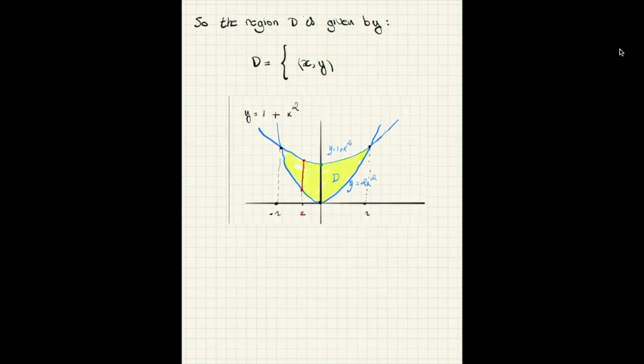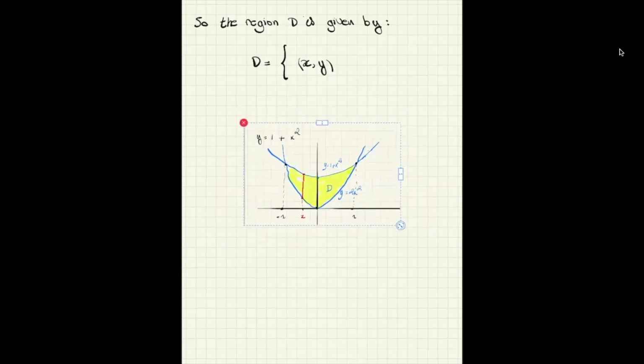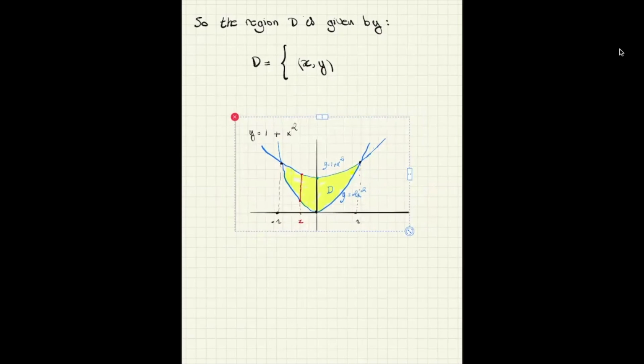Okay. So the region D is given by all the elements X and Y such that X is between -1 and 1, and then Y is between the function 2x squared and 1 plus x squared, right?